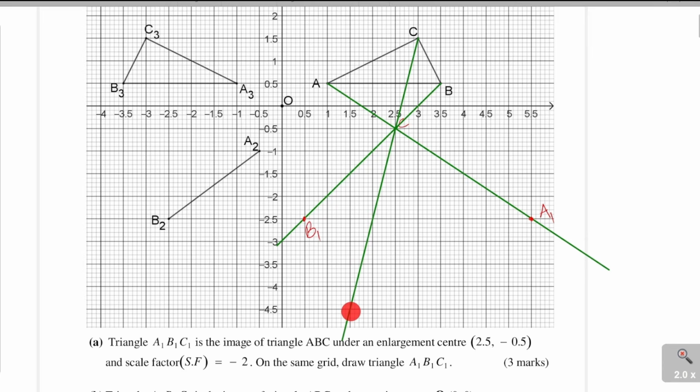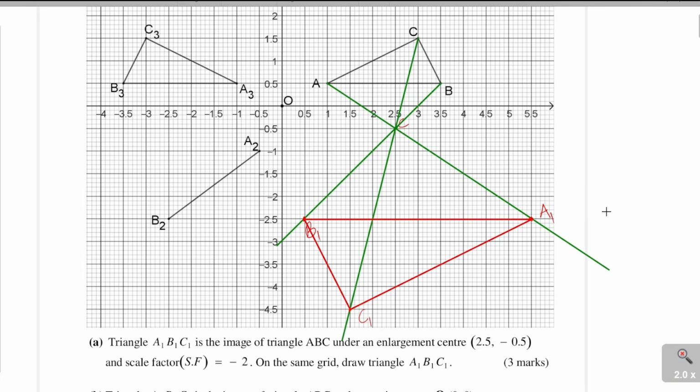So C1 will be here. This is where we shall have C1. And now you can join to have the image of ABC. So we have A1 to B1, then from B1 to C1, then from C1 to A1, like that. So there we have the image of ABC under enlargement, scale factor -2, and the center 2.5, -0.5.